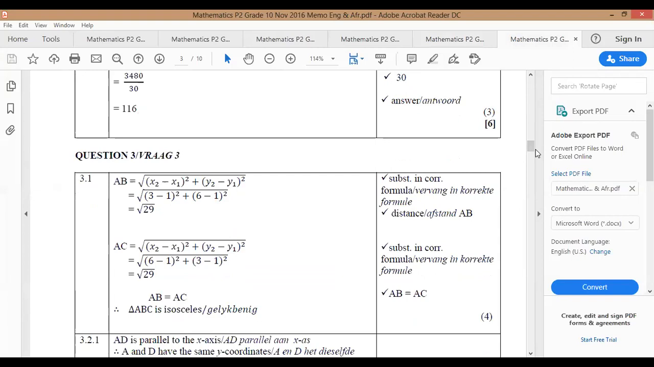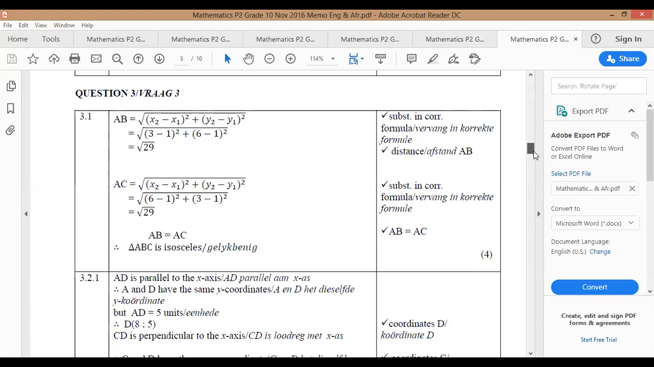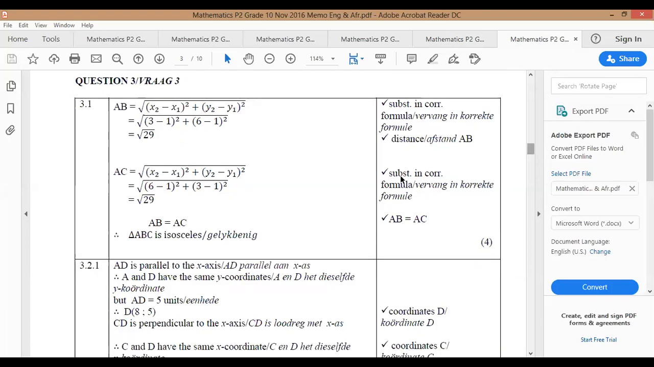Remember, guys, an isosceles triangle, we know that two sides must be equal. Does it make sense, guys? So let's say now you've got a triangle. I'm just going to make a practical example. A triangle has three sides. Two sides must be equal, right? So now you must check, right?